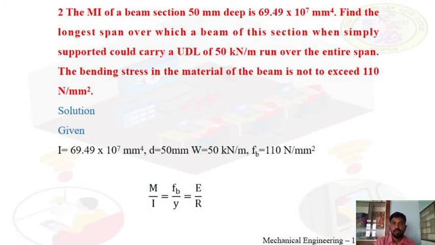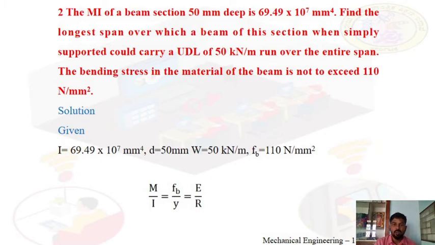So immediately start writing given things. So I is given, moment of inertia, that is 69.49 into 10 power 7 mm to the power of 4, and depth D is given 50 mm, and load W, sorry, not width, is equal to 50 kilonewton per meter, and FB, the bending stress, is equal to 110 Newton per mm square.